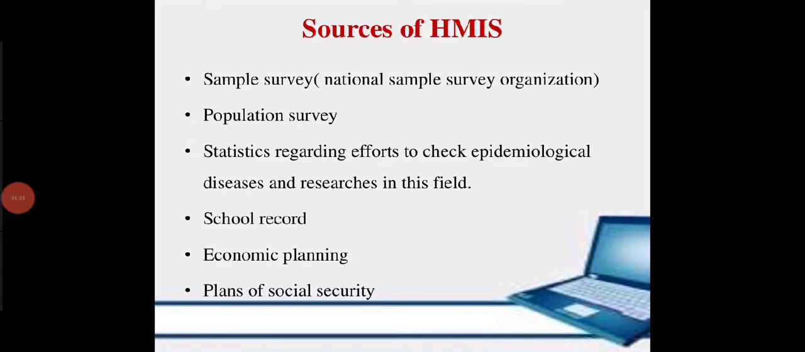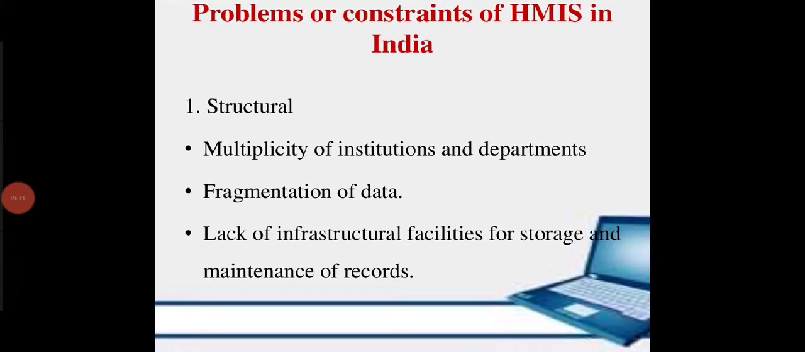And it continues with the sample survey by the National Sample Survey Organization, okay, conducted by the Survey of India. Population survey, statistics regarding efforts to check epidemiological disease and researches in this field. Okay. Certain statisticians are there, they will conduct the statistics of epidemiological diseases, and they will conduct certain researches. And from school records, economic planning and plans of social security. These are the main sources of HMIS. And what are the problems or constraints of HMIS in India?